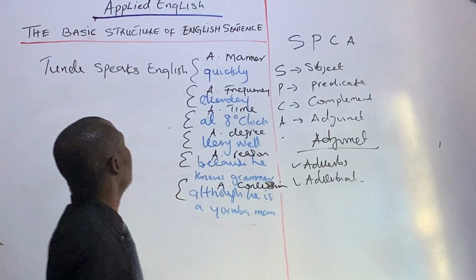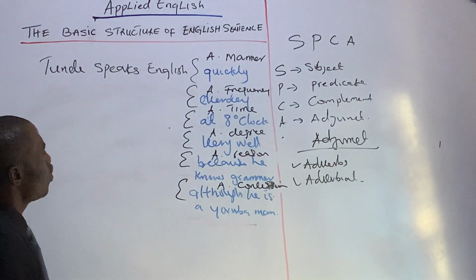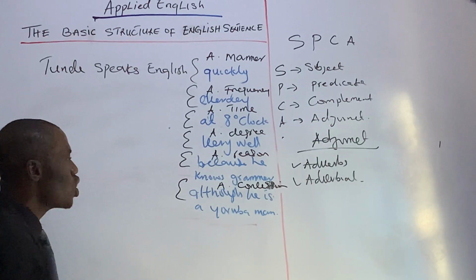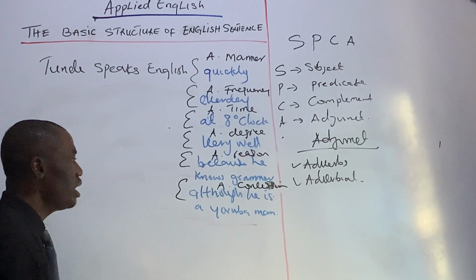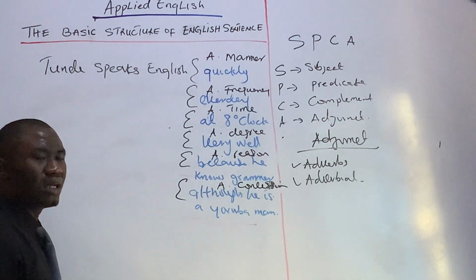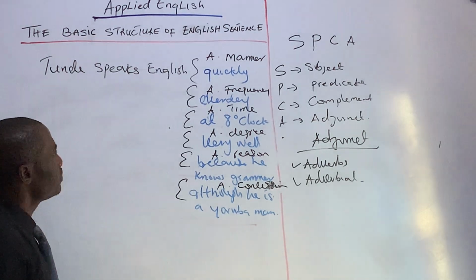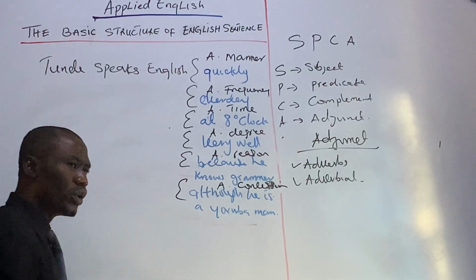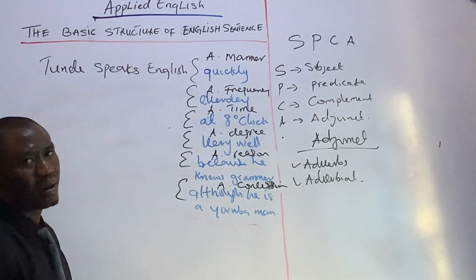All right? So, Tunde speaks English quickly every day at 8 o'clock, very well, because he knows grammar, although he is a Yoruba man. Let's take that again. Tunde speaks English quickly every day at 8 o'clock, very well, because he knows grammar, although he is a Yoruba man.